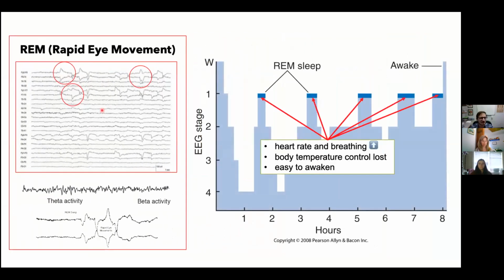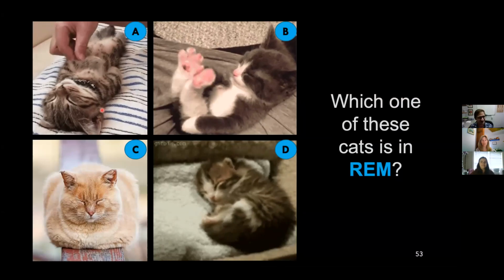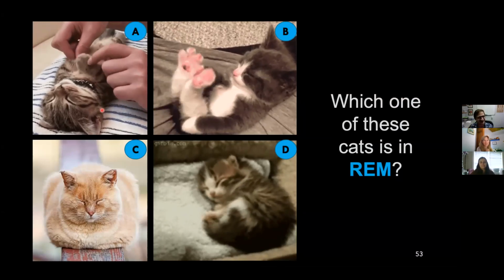So here in REM sleep, your heart rate and breathing increase. So it's like you're waking up. Interestingly, you lose control of your body temperature. You stop being able to sweat or turn your body temperature up or down. And you're easiest to awaken when you're in REM sleep. If somebody shakes you or even just says your name, usually you'll wake up and you'll feel conscious, and you probably will report dreaming.